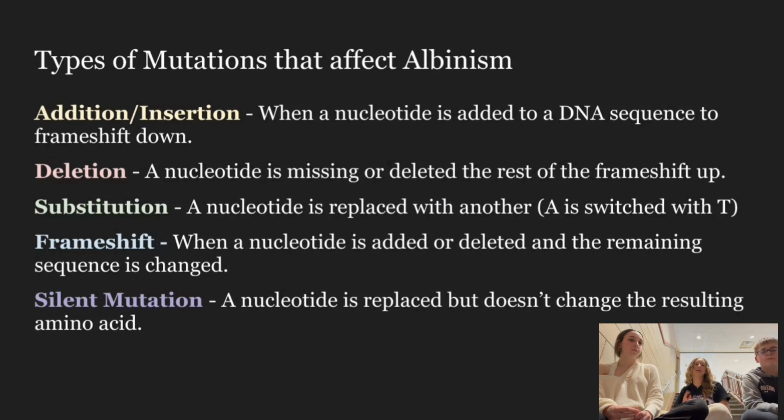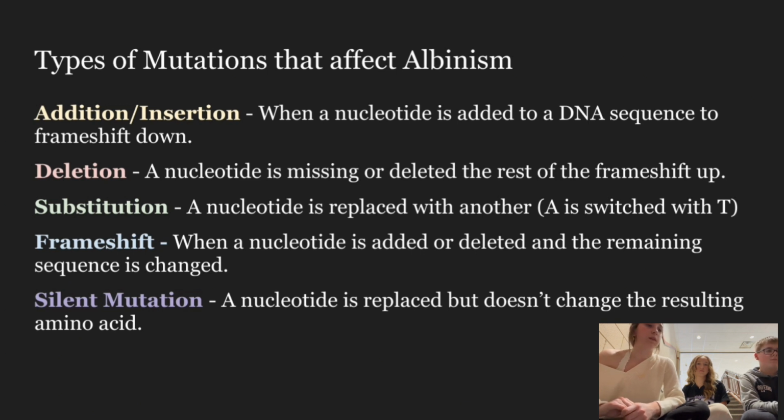Okay, so Kaya, can you tell us a little bit about the mutations that can affect albinism? Okay, so there are different types of mutations, and one of the first ones that we will cover is the addition or insertion, which is when a nucleotide is added to a DNA sequence, causing a frame shift. Our second one is deletion, which is where a nucleotide is missing or deleted from the sequence, causing a frame shift. Substitution is when a nucleotide is replaced with another.